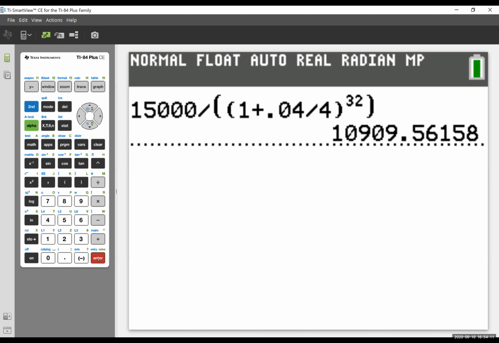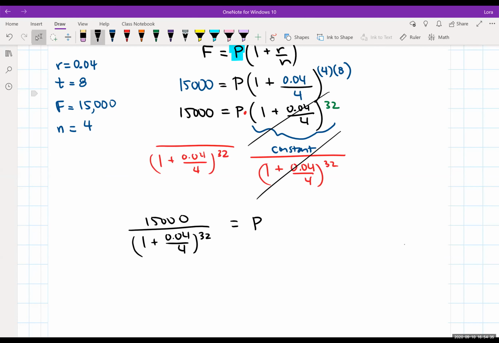And you'll notice that we get one of those irrational numbers, a never-ending decimal for the most part. But really, when we're dealing with money, we're going to figure out what to round to. So let's go back and write our answer in, and then I'll discuss another way, because sometimes different calculators don't understand exponents as well. We just figured out that P is about 10,909.56158.